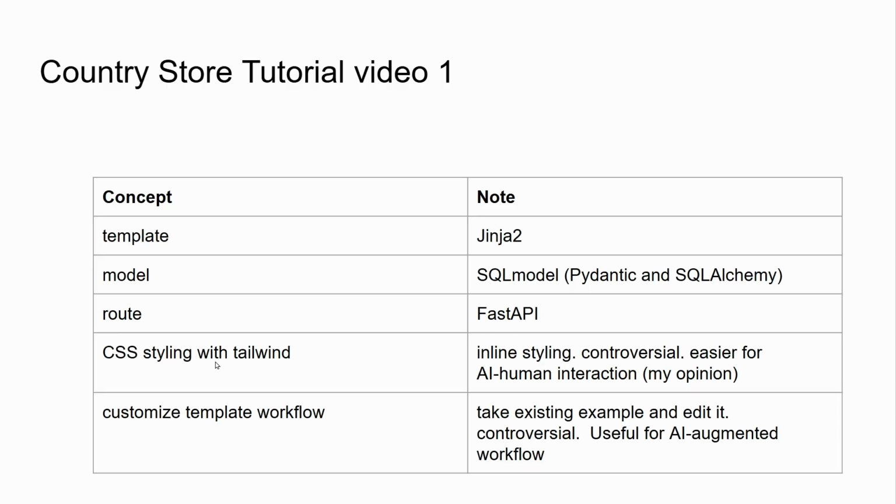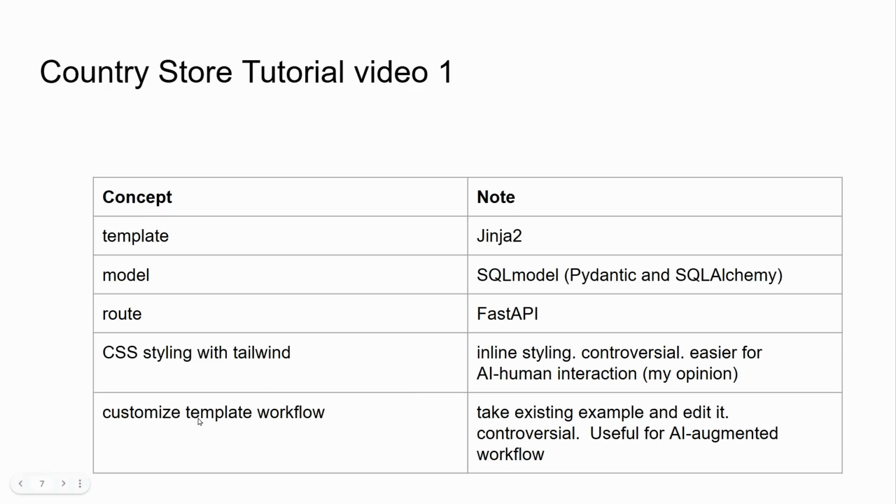You learned CSS styling with Tailwind. This does inline styling. It's controversial because it does not follow the separation of concerns with the common JavaScript, HTML, CSS. It has the styling inline. In my opinion, it's easier to use with AI human interaction because you can see this Tailwind styling as a human right there in the code, and you don't have to wonder what a custom CSS class is doing.